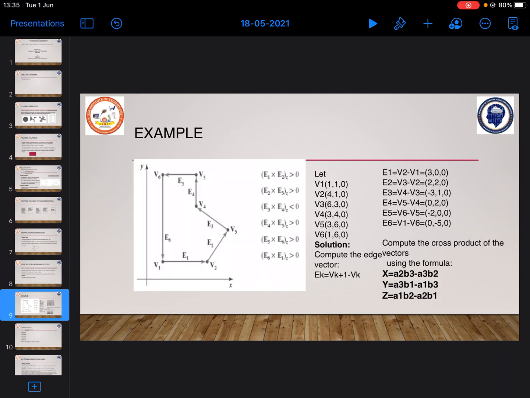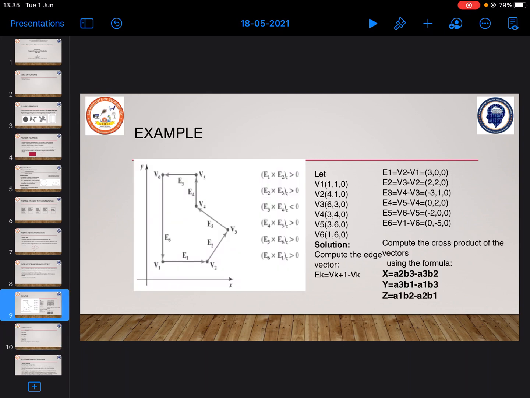This is one of the examples of how you specify that. Here I have given the diagram. In this case V1 to V2 are the vertices. These vertices are moving in an anti-clockwise direction, and these are the respective edges. When you compute the cross product of the edge vectors, you can use the formula: x is equal to a2 b3 minus a3 b2, y is equal to a3 b1 minus a1 b3, z is equal to a1 b2 minus a2 b1.